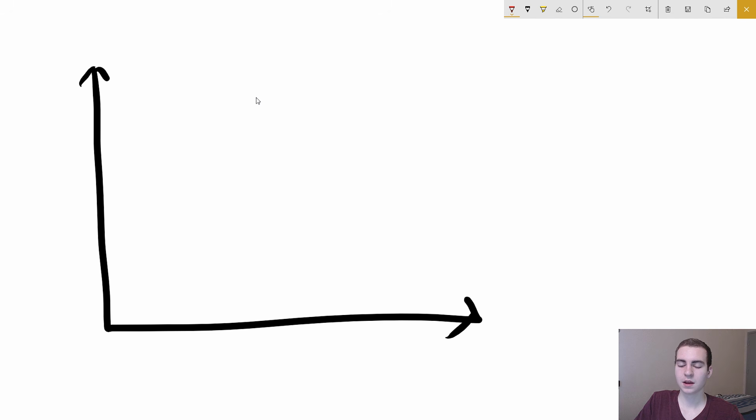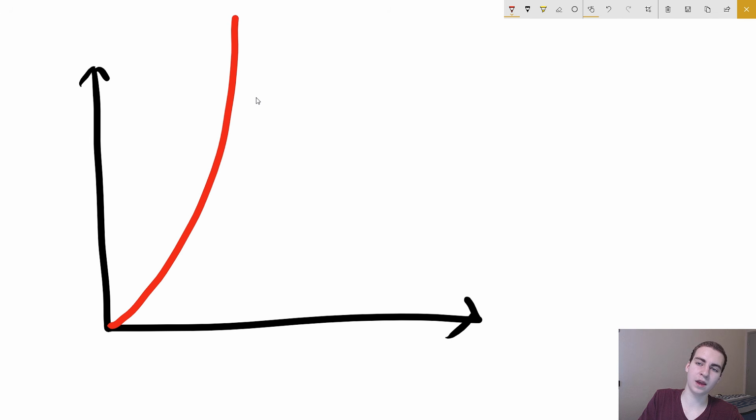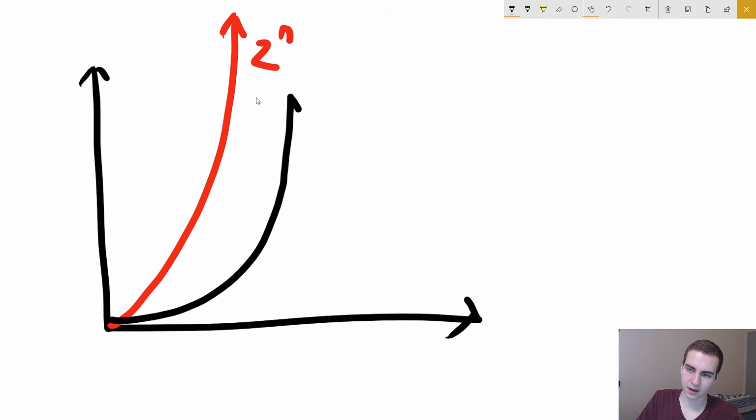So we did log n, but what about 2 to the n? We did n squared, but we also did 2 to the n. So who knows what's faster, 2 to the n or n squared? Well, 2 to the n is actually way, way, way slower than n squared. So this is 2 to the n, okay? And n squared looks something like that. So they both grow exponentially, but 2 to the n grows way faster than n squared.